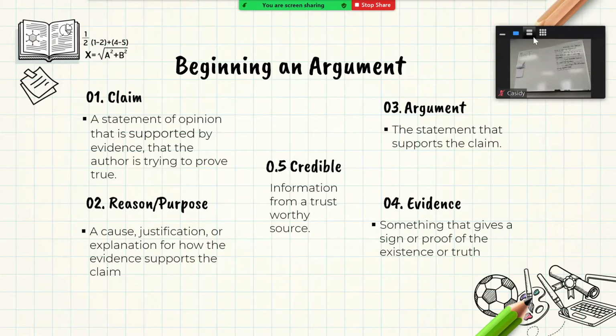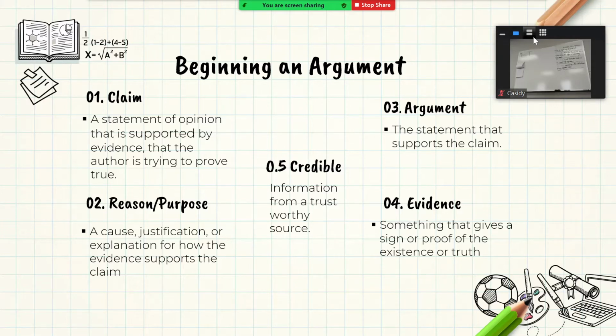The second point is the reason or purpose, a cause, justification, or explanation for how the evidence supports the claim. When you have a claim, you usually have a reason or a backing for that claim. For example, if I think cats are the best, my background is that I'm a cat owner. I have 3 cats. They're my favorite. They're easy to take care of.